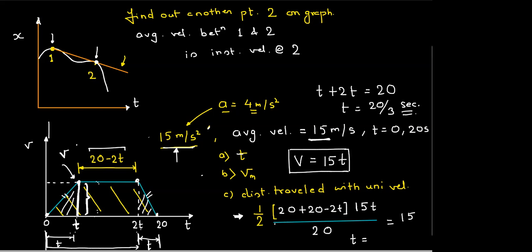So tell me, how will you get maximum velocity? Where the maximum velocity will be? Which point? The topmost, where the velocity is constant. So this is the maximum velocity. On the graph, it is clearly visible that this is the maximum possible velocity, isn't it? Distance traveled in uniform velocity will be simply equal to whatever the velocity multiplied by 20 minus 2t.